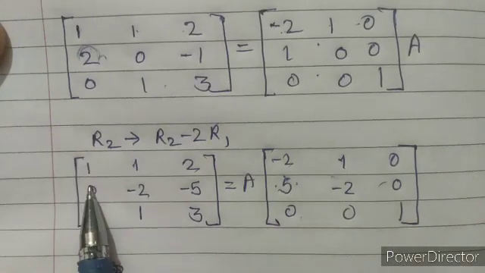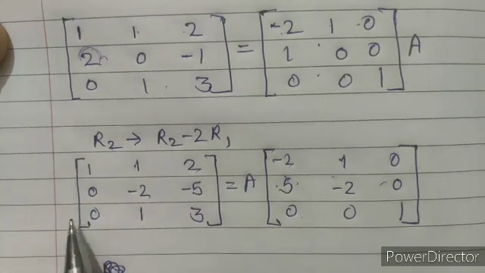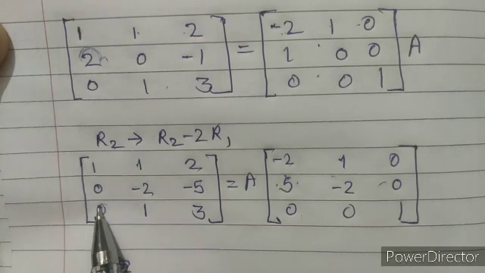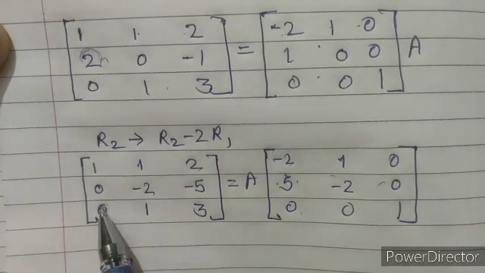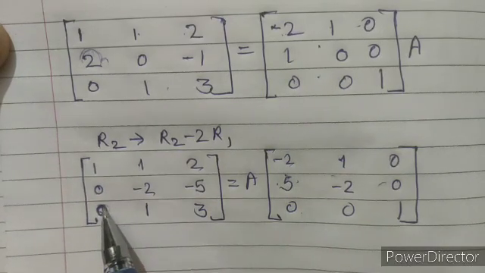Now after second element of row 1 we have to change the first element of the row 3 into 0, and that is already 0. So there is no need to apply any operations in it.